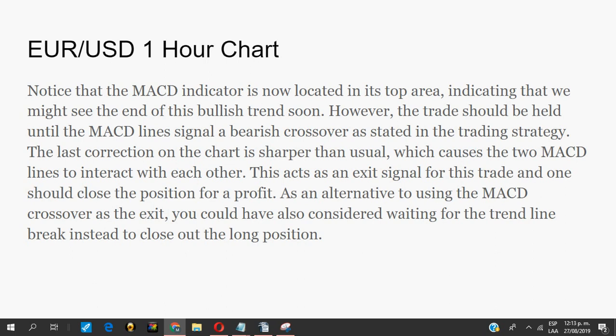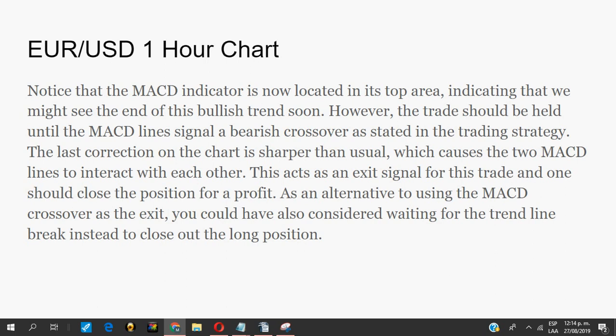Notice that the MAC indicator is now located in its top area, an indicator that we might see the end of this bullish trend soon. However, the trade should be held until the MAC line signals a bearish crossover, as stated in the trading strategy. The last correction on the chart is sharper than usual, which causes the two MAC lines to interact with each other. This acts as an exit signal for this trade, and one should close the position for profit.